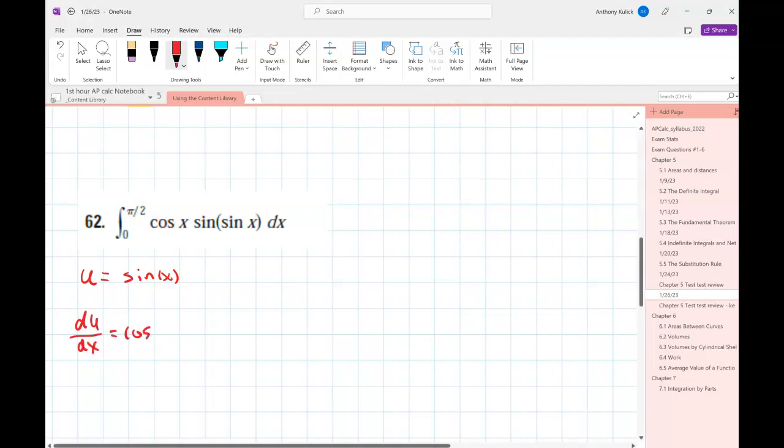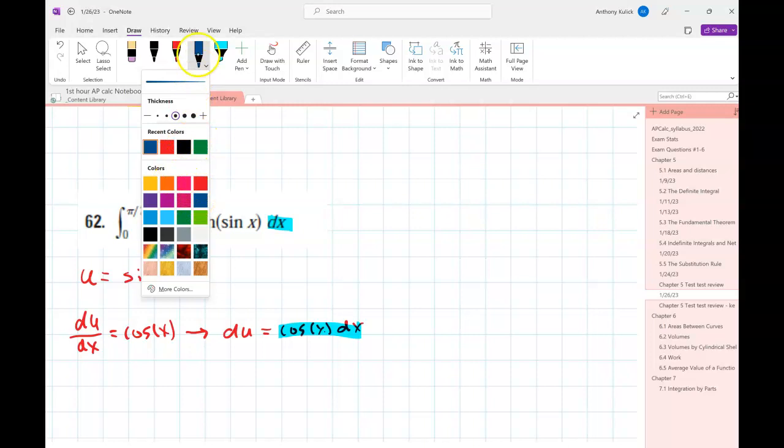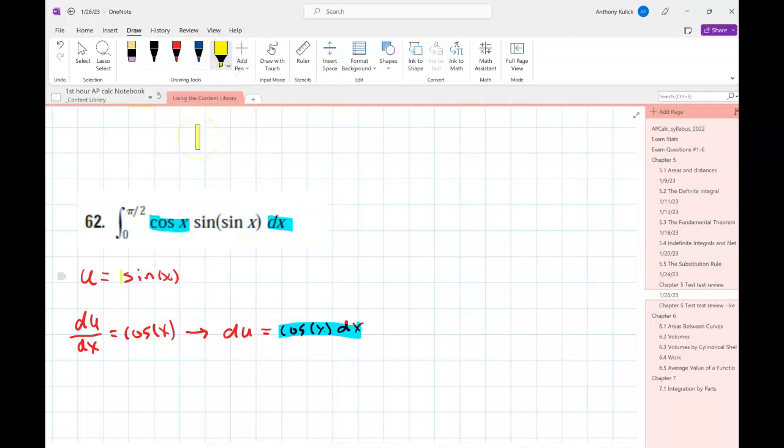du/dx then is cosine x, or du is cosine x dx. So I have that part covered, and I have this part covered. So I think I'm doing pretty good. I'm just going to do u of 0, which we said already was 0, and u of pi over 2, which is 1. So this is the integral from 0 to 1 of sine u du.